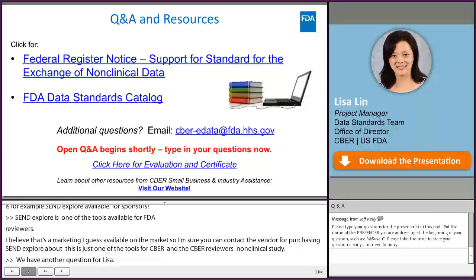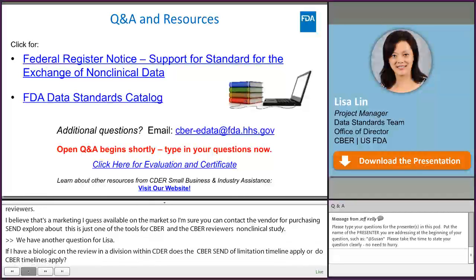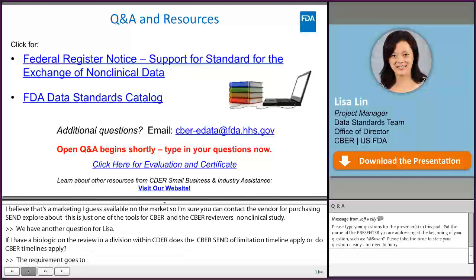So the requirement goes to each center. So if it's a CDER BLA, it goes with the CDER timeline. So definitely refer to the CDER review division and according to the CDER timeline on the Send requirement.